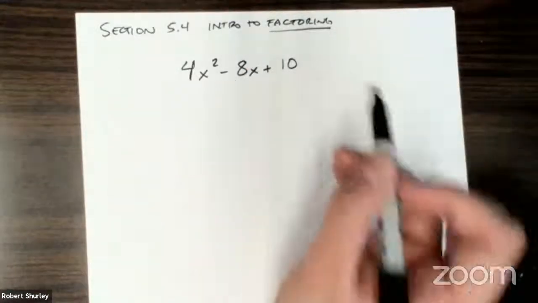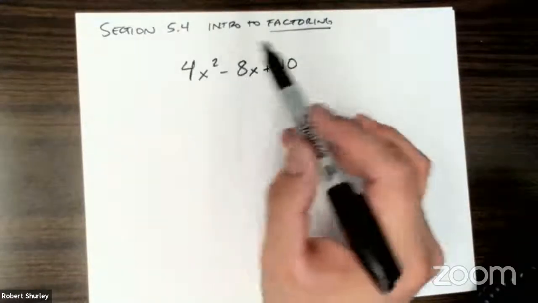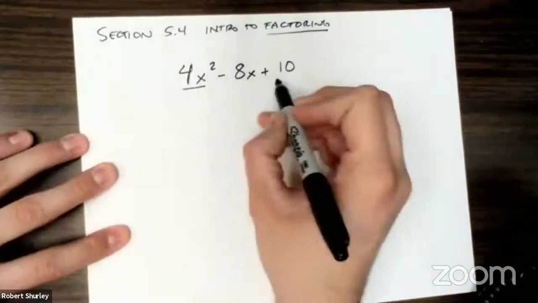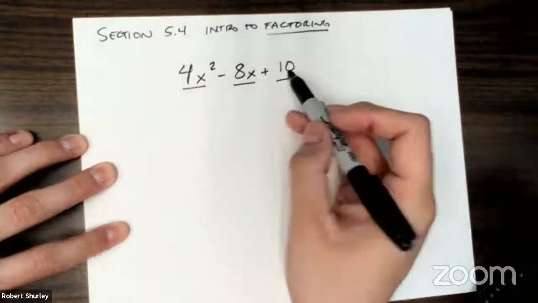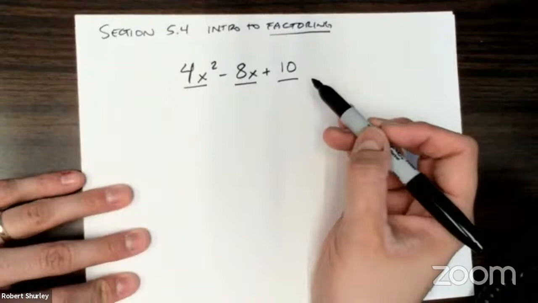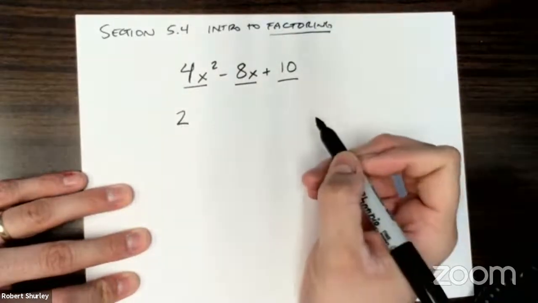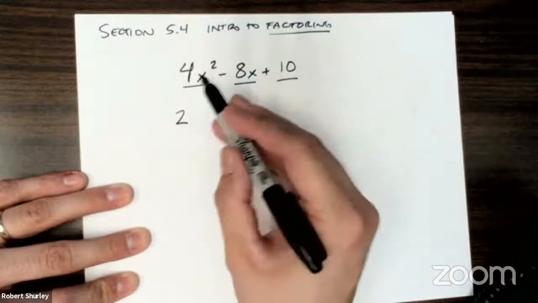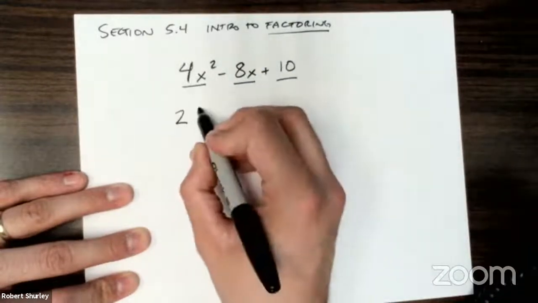Okay, so if we look at this one, this should be pretty basic. The goal is to see what divides into every single term. So if we looked at the 4x squared, the negative 8x, and the 10, we'll see that all of these are even, right? So they're all divisible by 2. So we're going to write that. That's actually going to be the GCF for this example. So the GCF is 2 because all 3 terms are divisible by 2.